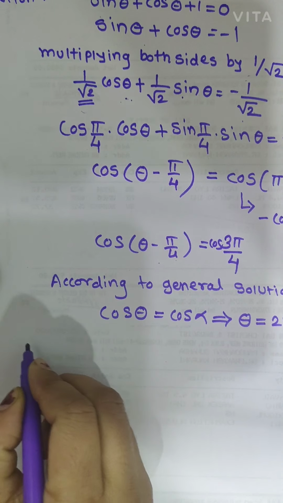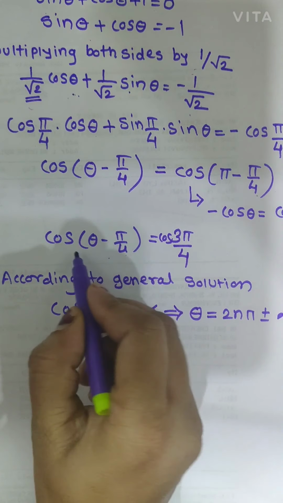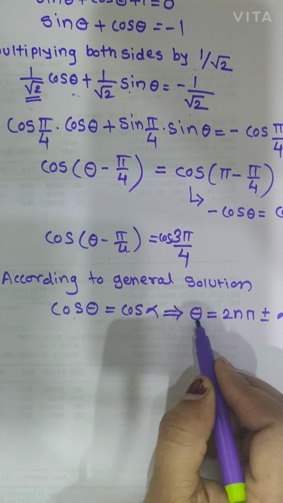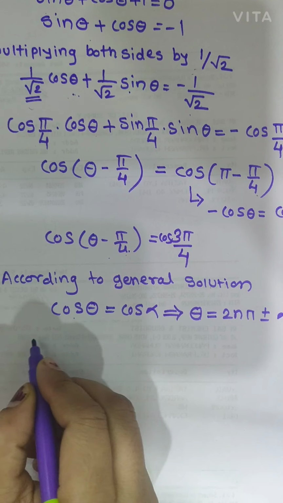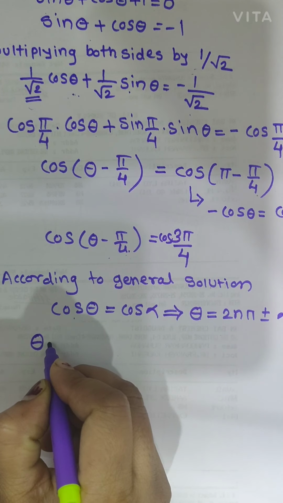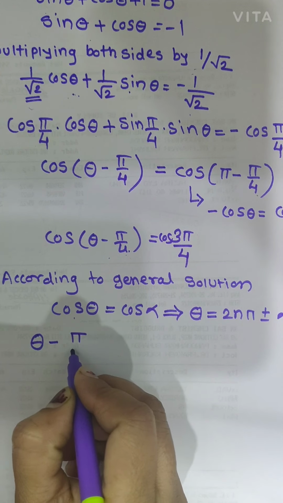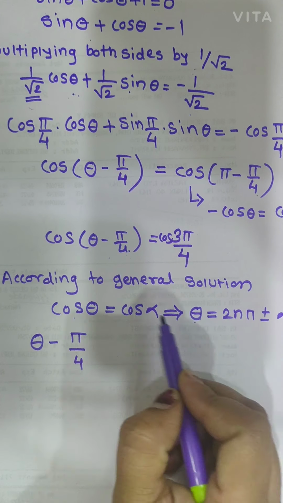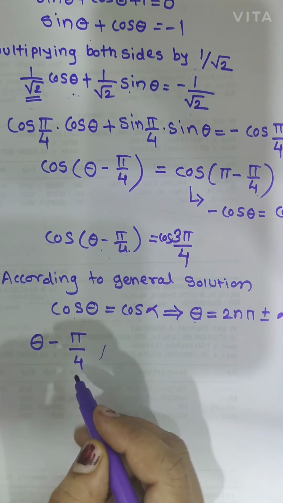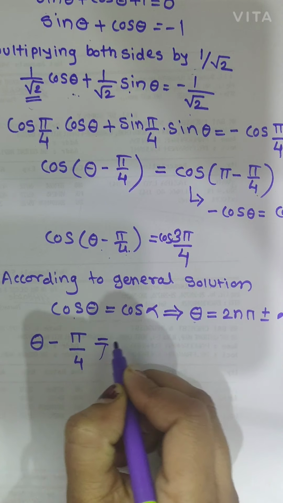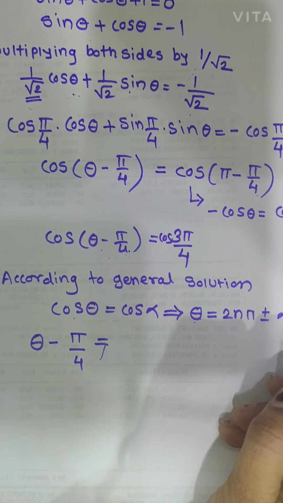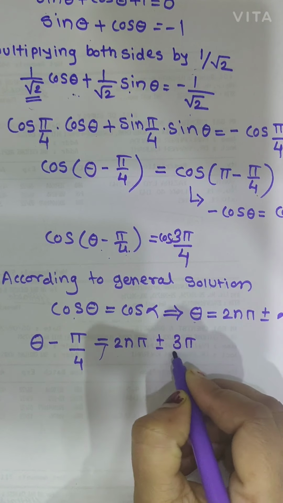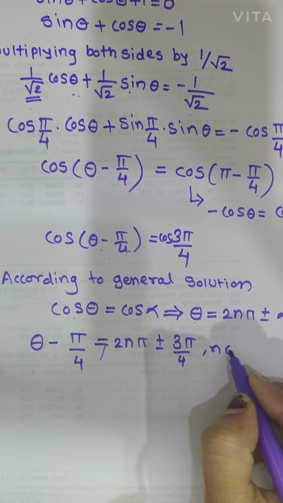Okay, now next, we have these things. Substitute your values. If cos theta is equal to cos alpha, then theta is equal to this one. Now it will become theta minus, like this. This is our left hand side. In place of theta we can write this one, equal to, now this is our right hand side. Complete this thing: twice n pi plus minus 3 pi by 4, where n belongs to z.